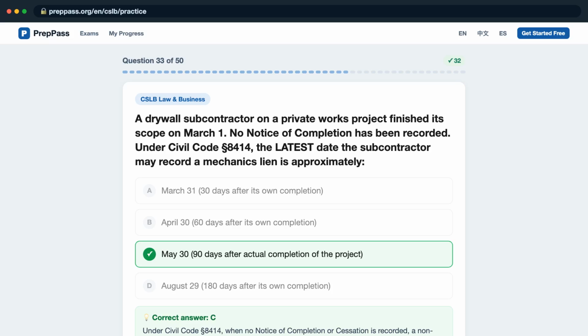Under Civil Code Section 8414, when no notice of completion or cessation is recorded, a non-direct claimant, subcontractor or supplier, has 90 days after actual completion of the work of improvement to record its lien. If a notice were recorded, the period would shorten to 30 days for subcontractors.